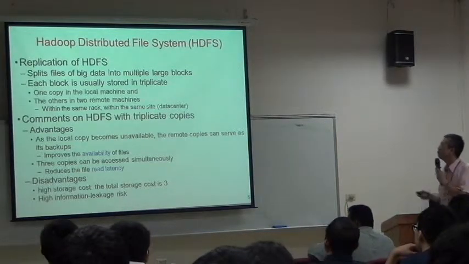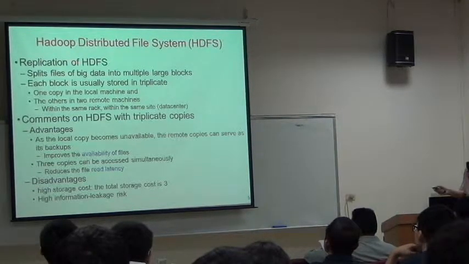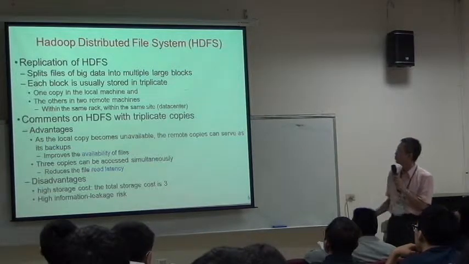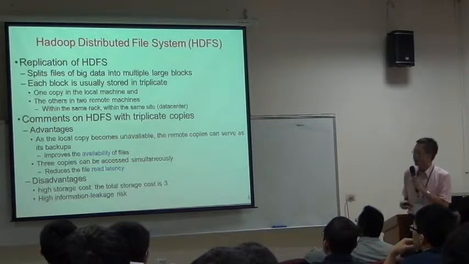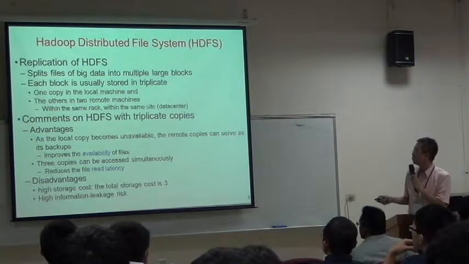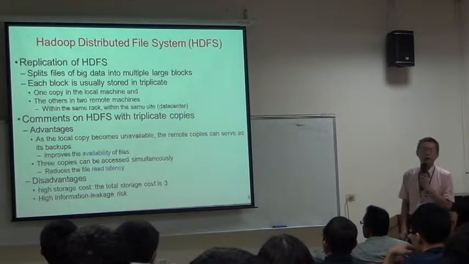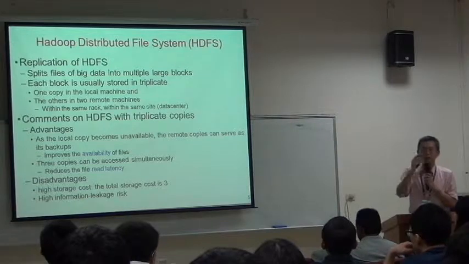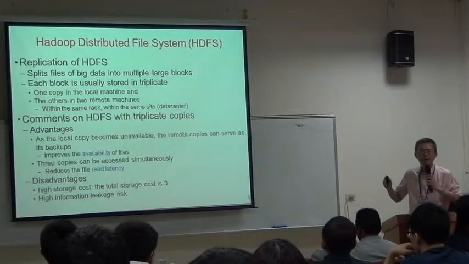For Hadoop HDFS, the Hadoop distributed file system, usually they use replication. Hadoop files use triplicate replication to improve availability. One of the main advantages of this solution is that it can reduce file read latency. Since it has 3 copies, they can be accessed concurrently. For example, node 1 accesses the first copy, node 2 accesses the second copy, and node 3 accesses the third copy.